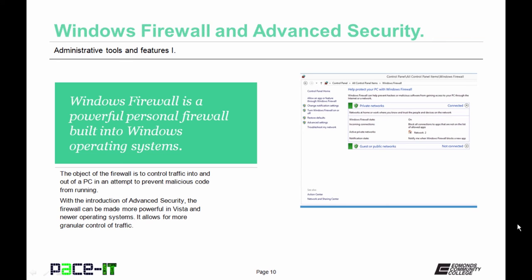Windows Firewall is a powerful personal firewall that's built into all Windows operating systems from Windows XP and newer. The object of the firewall is to control traffic into and out of a PC in an attempt to prevent malicious code from running. Now, from Windows Vista onward, there was Windows Firewall with advanced security. The firewall is made more powerful and allows for more granular control of the firewall.